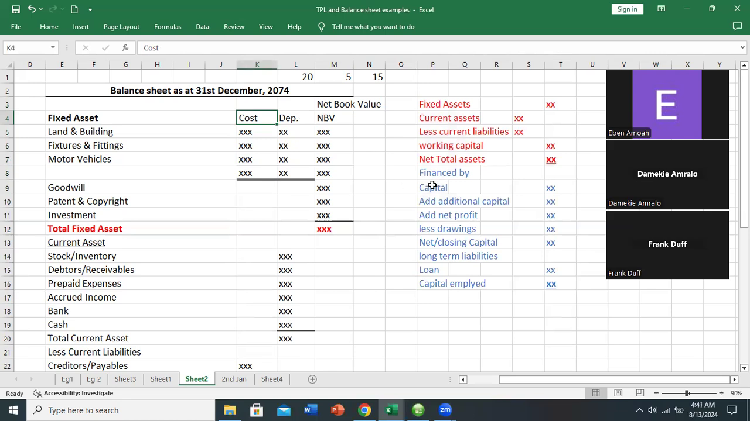Okay, after that, you look at the final section, which is your finance by, and that is where you put in the capital, any additional capital, as in any resource that the owner has invested. You add on the net profit or net loss you get from your profit and loss account. You less drawings, as we all know drawings to be the resources the owner has taken for personal use. And then finally, you add the long-term liability, which is the loan. So that is the balance sheet we went through the last time.